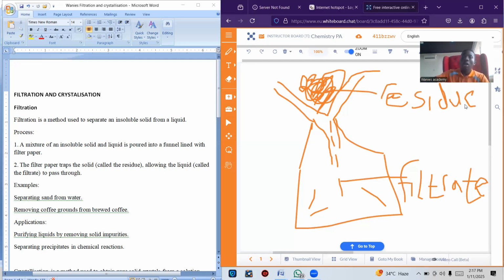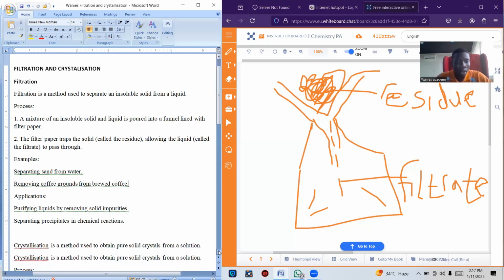So that is how filtration is done. That means we can now obtain clean water from the sand using our filtration apparatus. You can see it from the note here.